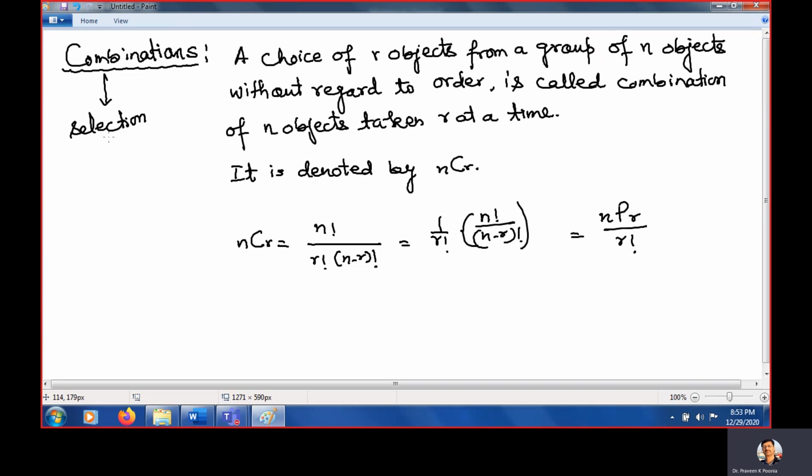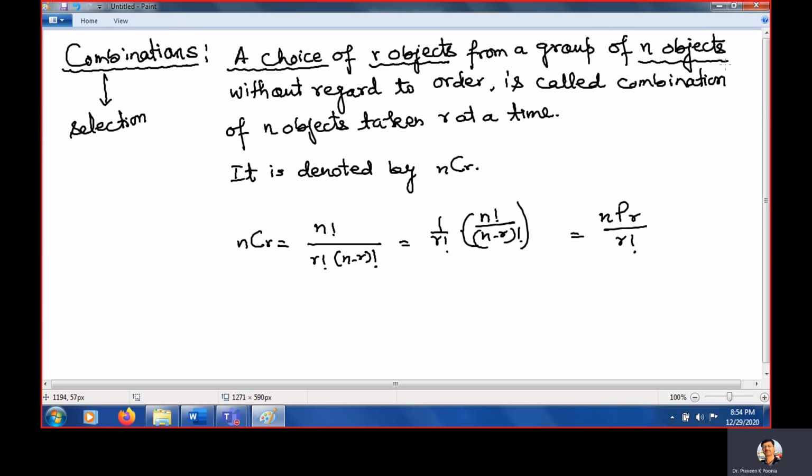Clear? Remember, if arrangement is there, it means permutation. If selection is there, it is combination. So first of all, we learn what a combination is. Combination means a choice. Choice means a selection of R objects from a group of n objects.